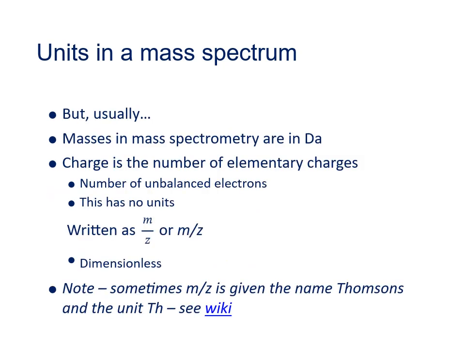But in mass spec, we work with daltons, not kilograms. And we prefer to deal in units of charge that simply reflect the number of elementary charges on an ion. This means the number of excess or missing electrons. So when the mass-to-charge ratio is written using these concepts, it is written as m/z, and should be written in italics. Technically, this unit is dimensionless, but very occasionally you may see it given the unit the Thomson and given the symbol Th. But follow this link to find out more.